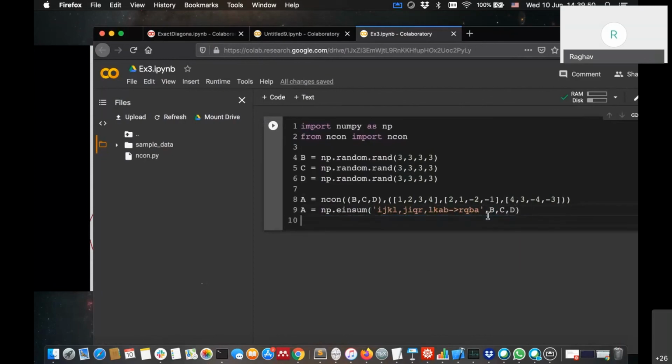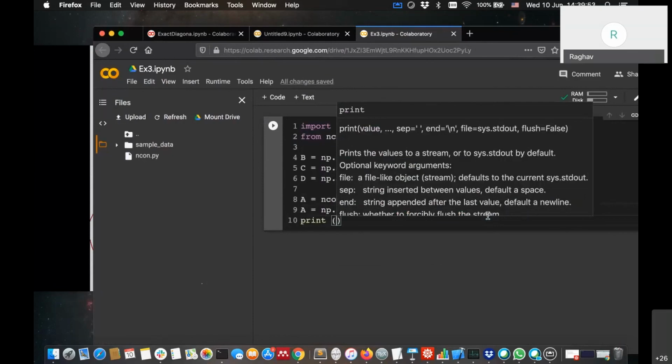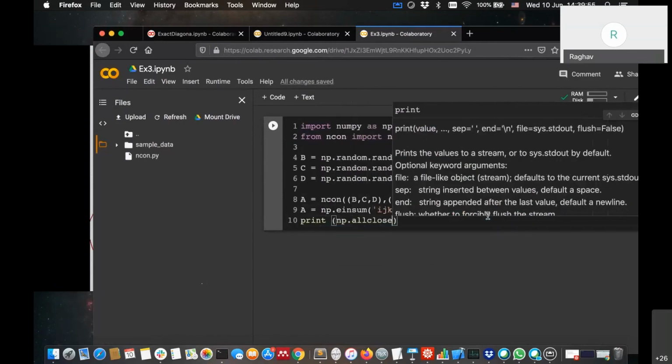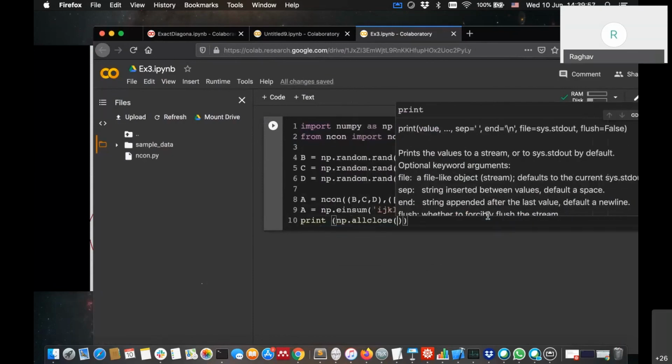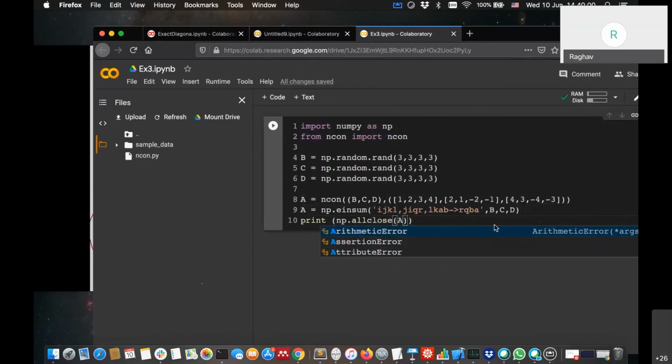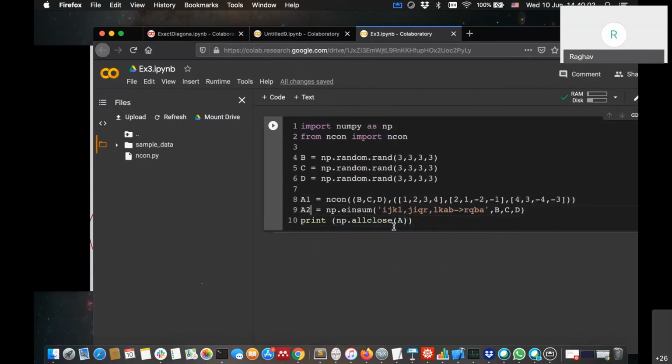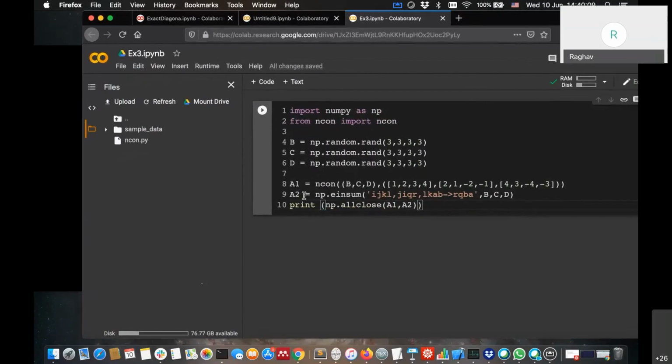And now what do we want to do? We want to see that both of them give the same answer, and for that we use something called allclose. So maybe I should do this a1, a2. allclose is going to compare a1 and a2, and if they are the same, it will return true. Otherwise, it will return false. So let's just run this. So this is true, right? So this just tells me that both of these are doing the same thing. Einsum ijkl, jiqr, lkab, rqba.